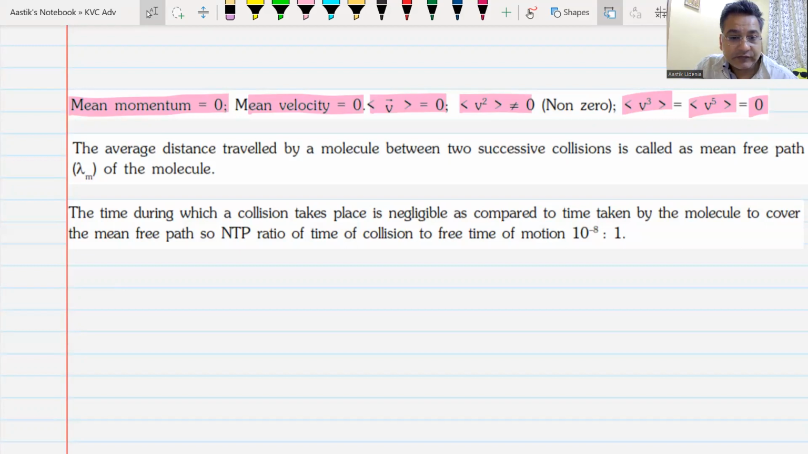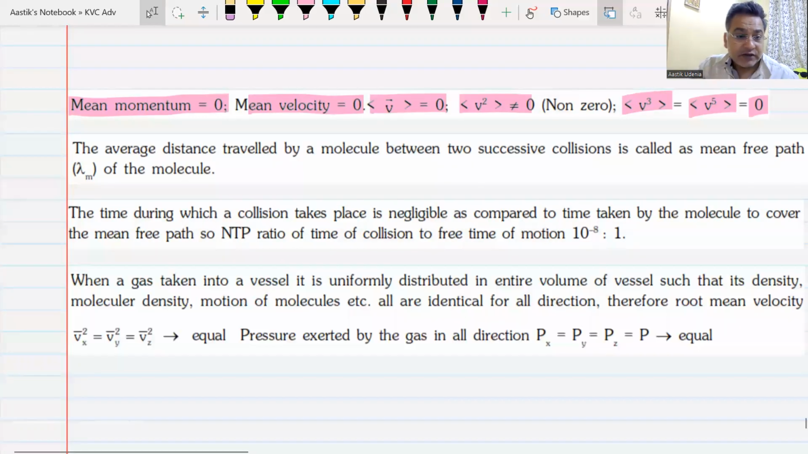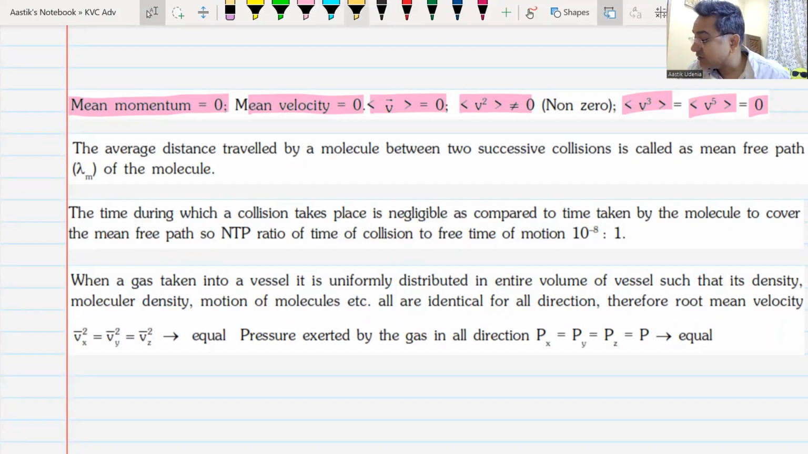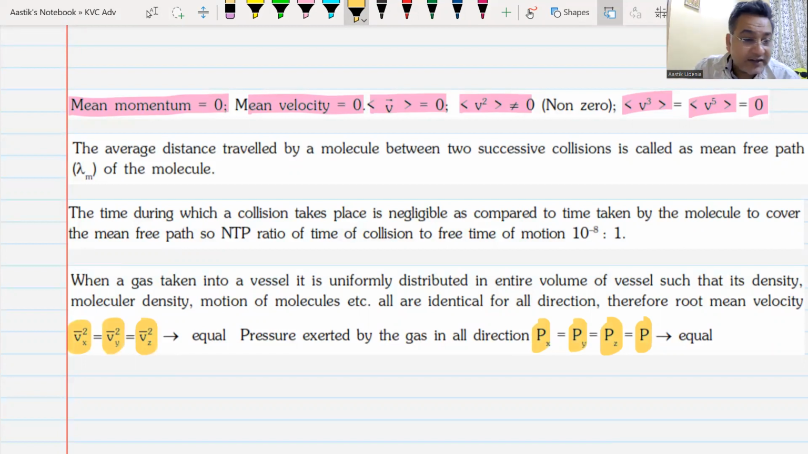Okay. Now, as I have told you, if you give sufficient time for a gas, it will get uniformly distributed. So its mean square velocity in x direction will be same as the mean square velocity in y direction, will be same as mean square velocity in z direction. Pressure in the x, pressure in the y, pressure in the z, pressure will be same because it will be same in all directions. Do we understand this? Yes, sir.